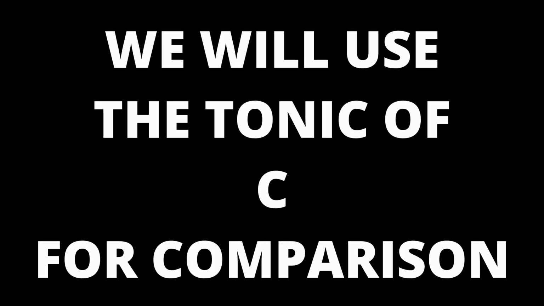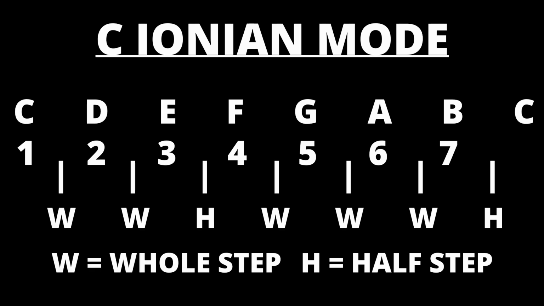We'll use the tonic or root note of C to show you the different modes and allow you to appreciate the sound and difference between them. Let's begin with the first mode of the major scale, the Ionian Mode. This one will be familiar to you as it's the major scale we discussed earlier.